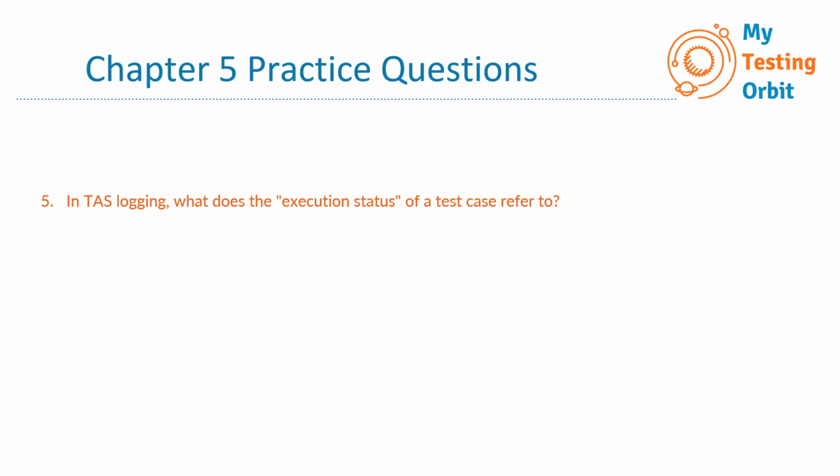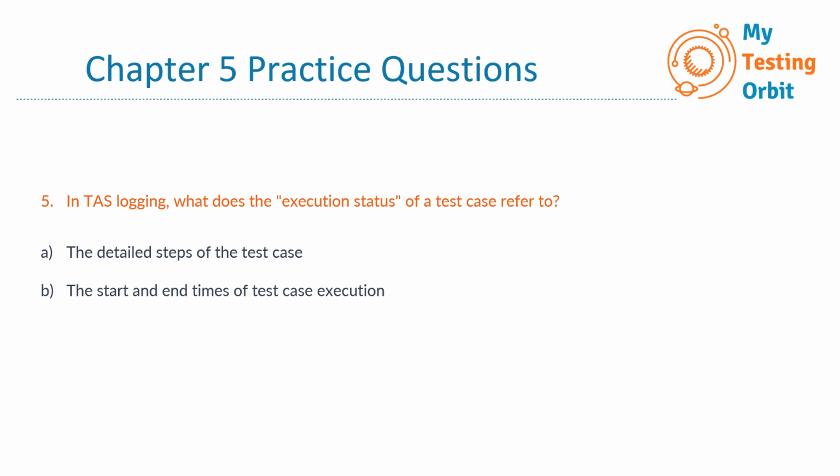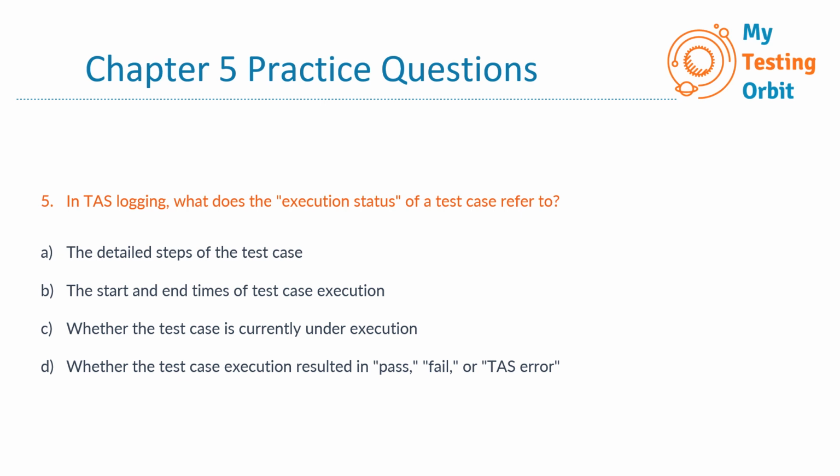Question 5. In TAS logging, what does the execution status of a test case refer to? Option A, the detailed steps of the test case. Option B, the start and end times of test case execution. Option C, whether the test case is currently under execution. And option D, whether the test case execution resulted in pass, fail, or TAS error.